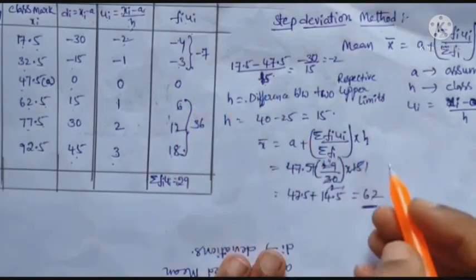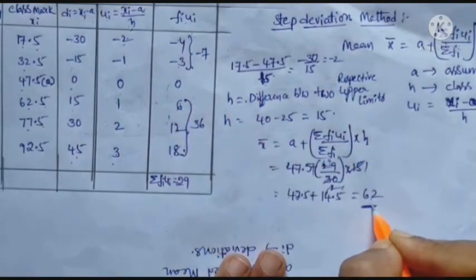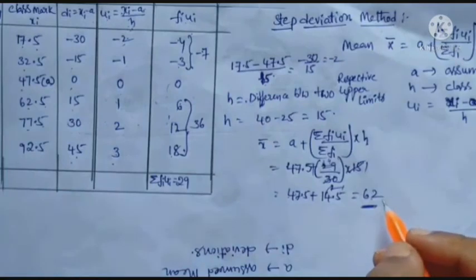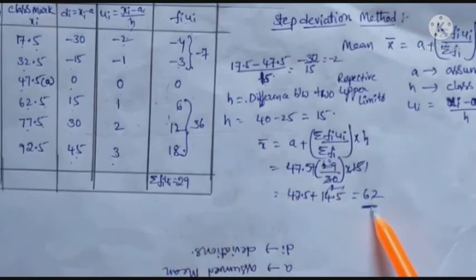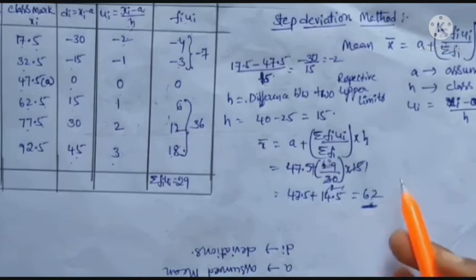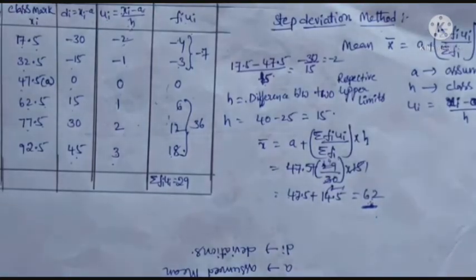So this is the step deviation method. We can observe that the mean obtained from the problem by using the three methods is the same, but the methods are different. Okay, students?